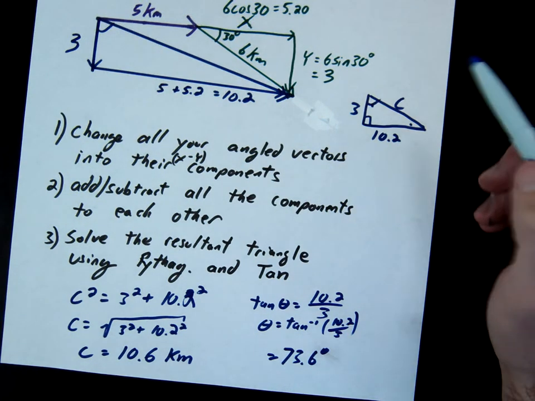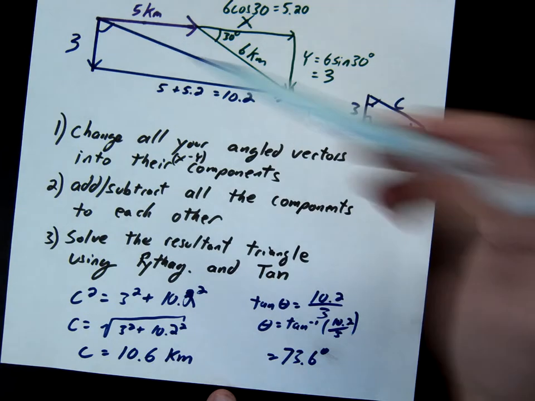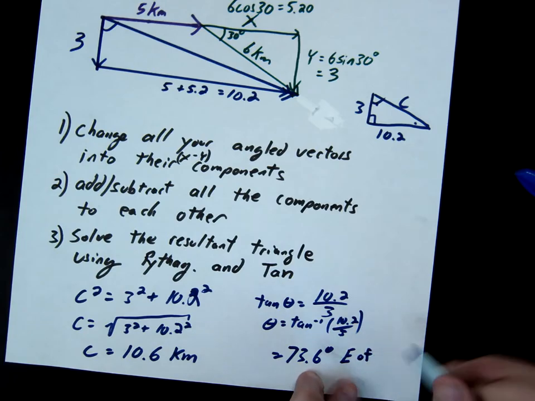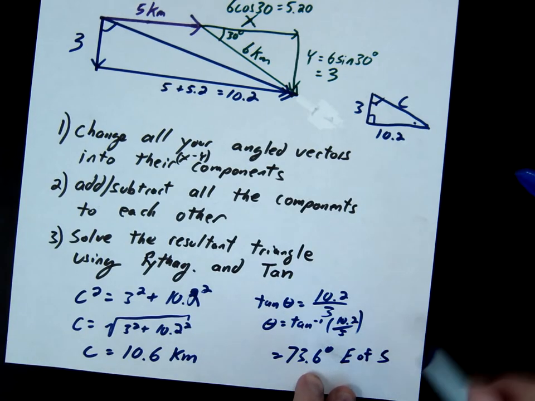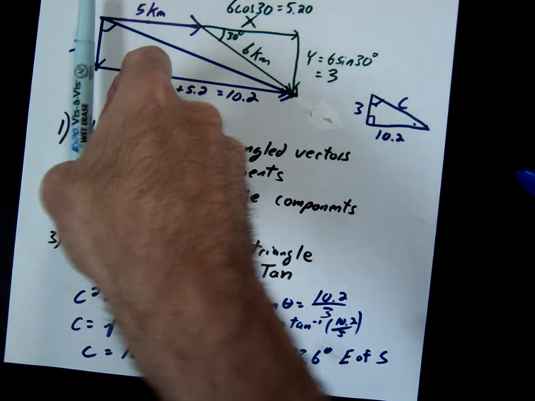All right, and how do we state this angle? East of south. Okay, so this is to the east of south, right? To the east of south.